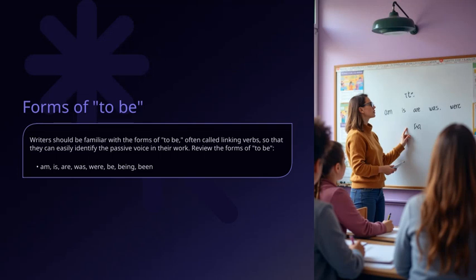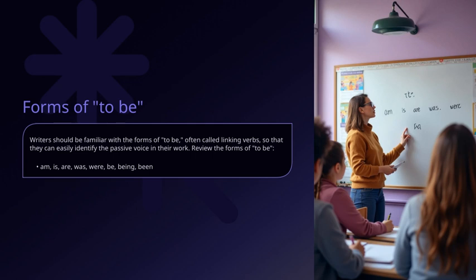Let's talk about the forms of to be. Writers should be familiar with these because they're often called linking verbs. Knowing these helps you easily identify the passive voice in your writing. The key forms of to be include am, is, are, was, were, be, being, and been. Each of these plays a crucial role in sentence structure.